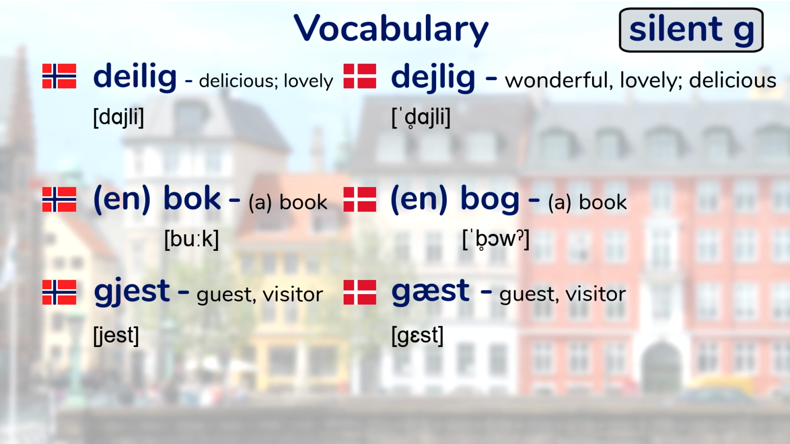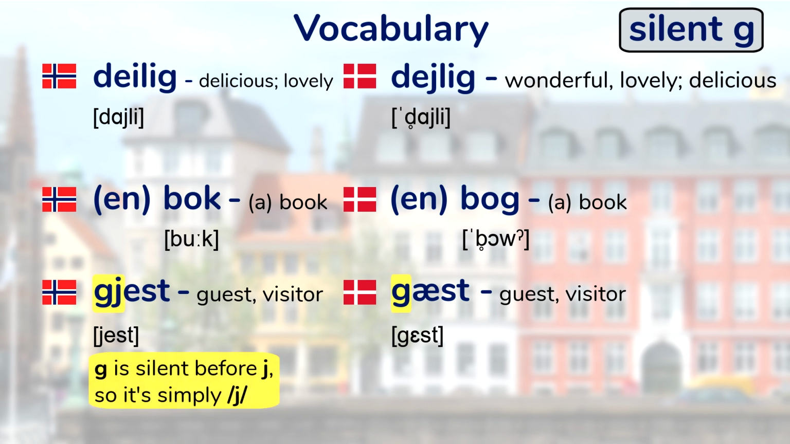These words mean guest or visitor in Norwegian, gjest, and in Danish, gjest. Notice the difference at the beginning of the words. In Norwegian, G is silent before J, so it's simply y.